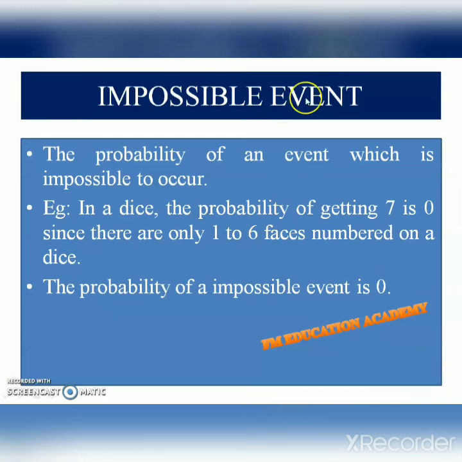And then what is an impossible event? The probability of an event which is impossible to occur is called an impossible event. That is, that event will not occur at all. For example, in a die, the probability of getting 7 is 0. Why? Because there are only 6 faces on a die. We don't have 7 faces. That is why getting 7 on a die is an impossible event. Always the probability of an impossible event is 0. That is called an impossible event, where there is 0 chance of occurrence of the event.